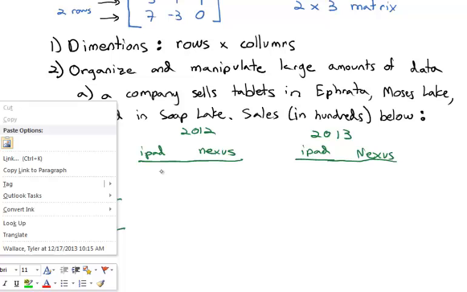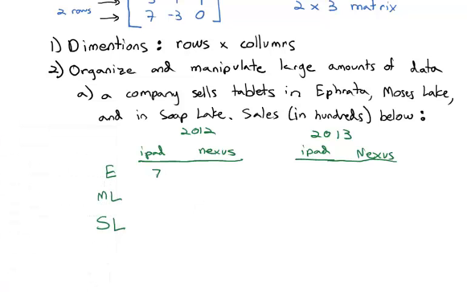And so let's say in Ephrata they sold 7 iPads and 4 Nexus in 2012. Moses Lake, there were 11 iPads and 9 Nexus. Soap Lake, there were 4 iPads and 2 Nexus. In 2013, Ephrata had 8 iPads, 7 Nexus. Moses Lake had 14 and 16 Nexus. And Soap Lake 5 and 3.